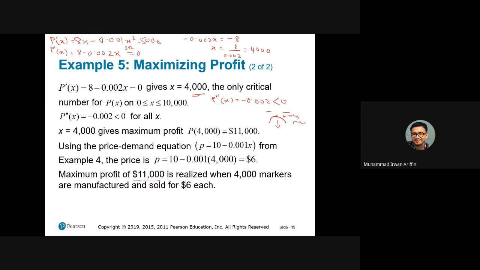So this would be the value of the profit at maximum, which is realized when we produce 4,000 markers and they are sold for $6 each. So these are the answers for the questions posed in example 5.